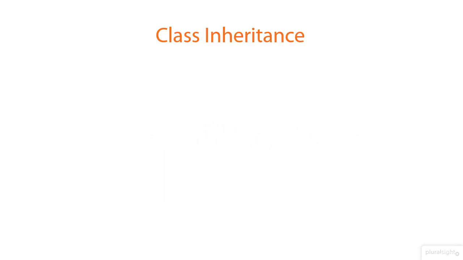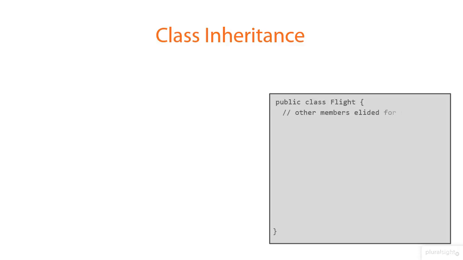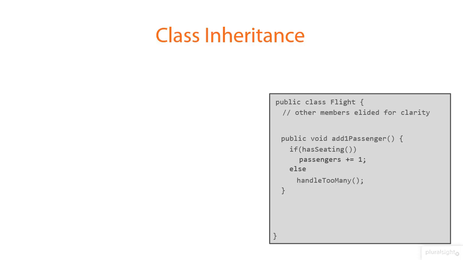If we look at our code here, remember that we have our flight class, and as we've seen, our flight class has a method called add1passenger. Inside of add1passenger, it will check to see if we have enough seating. If so, we add the passenger. If not, we handle the case of too many. The way we check is a method called hasSeating, which basically sees that as long as the number of passengers is less than the number of seats, then we'll say we have seating.